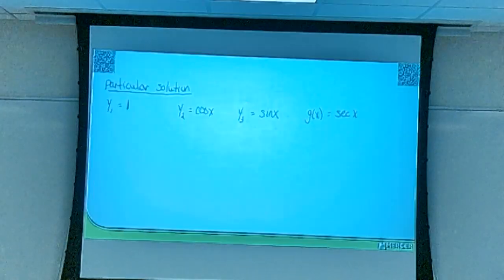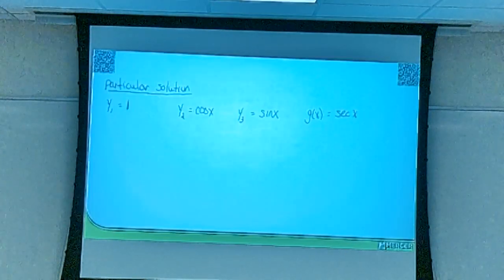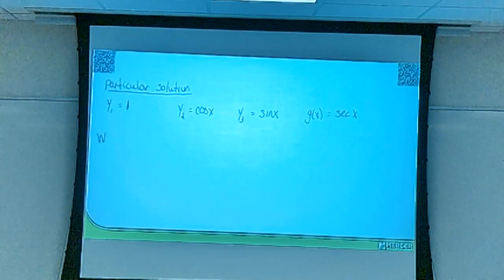I'm using G instead of F. Doesn't matter. You need all those, because what we have to do now is find W, W1, W2, and W3. Start with just W. That's the 1.